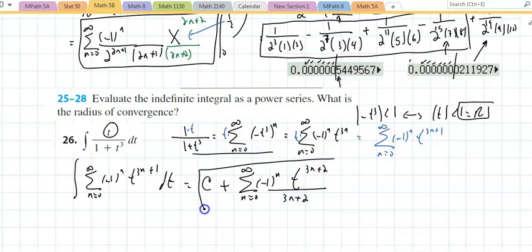And there it is. If the problem doesn't say find a power series, you could use the table, you could use whatever you want. But if it says find a power series, you must start from scratch.